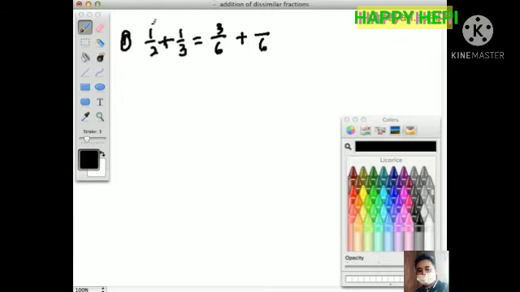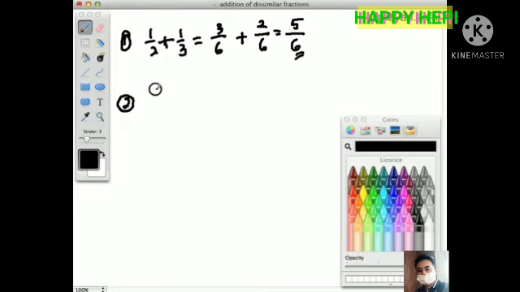Okay, next we will convert also our second fraction. 6 divided by 3 is 2, times 1 is 2. Okay, so as you can see, they are now similar fractions. So we will now add the numerators and copy the denominator. 5/6 is our final answer. Okay, so we will now proceed to example number 2.